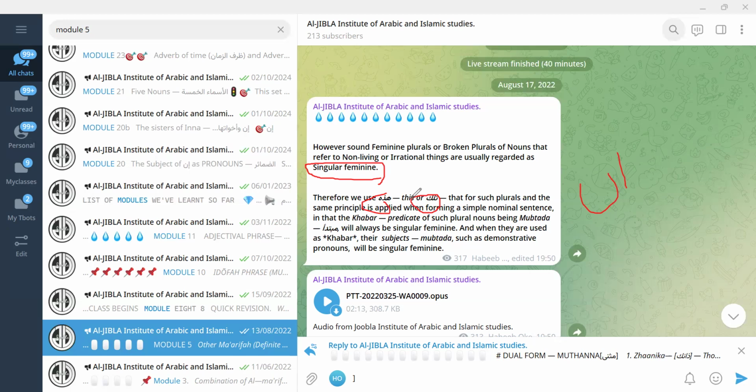If you are referring to an irrational being, and that irrational being is plural, if they are occurring in a jumla ismiya as a mubtada, their khabar will be singular. If they are occurring in a murakkab tawsifi, an adjectival phrase, their adjective will be singular feminine. Okay, I'm going to give us examples, but let's take note of those principles first.